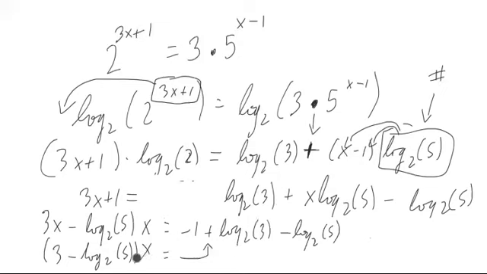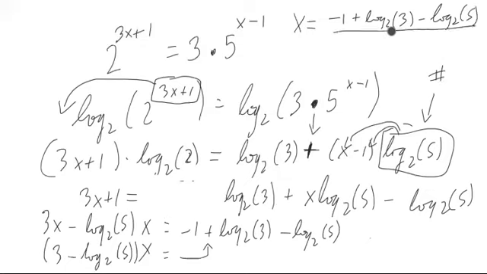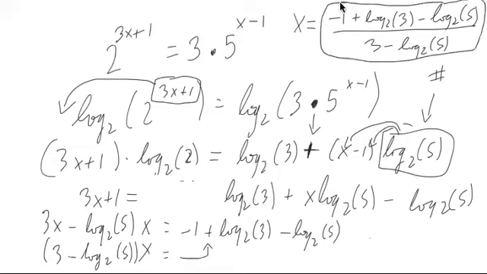So in the end, in order to get x, you would just simply divide out by this coefficient right here. Just divide it to both sides. So we end up getting x is equal to this divided by the coefficient of x here. So -1 plus log base 2 of 3 minus log base 2 of 5, all over 3 minus log base 2 of 5. Now, this is the result. We could maybe plug some things in the calculator to get a decimal approximation.